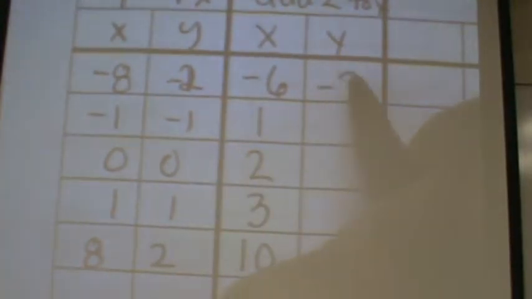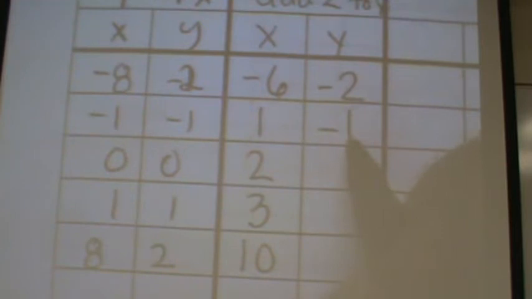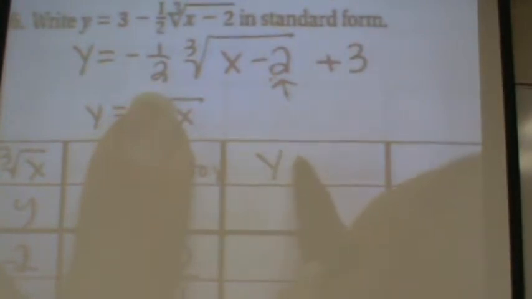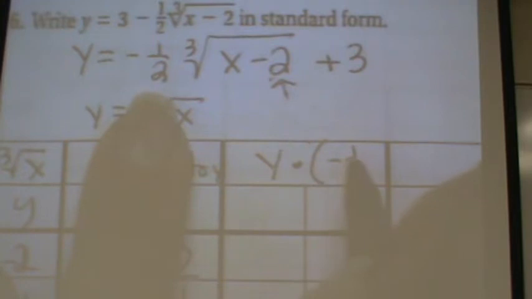What should we do with these y values? Just rewrite them. Be careful. So, write them again. Now, what's the next operation you're going to do? You're going to take your y value and you're going to multiply it by -1/2.